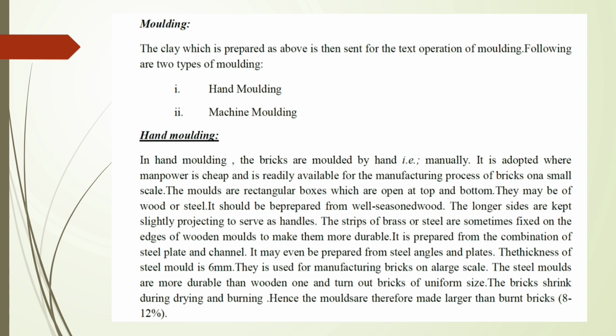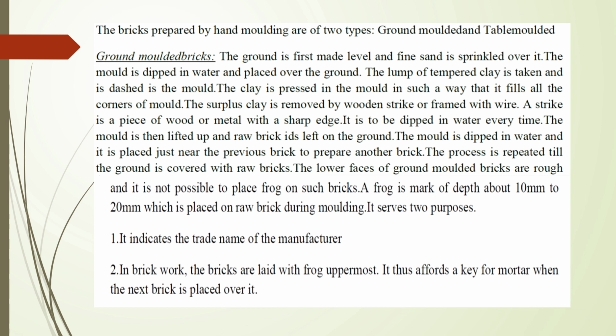On a small scale, the molds are rectangular boxes which are open at top and bottom. They may be of wood or steel. The bricks prepared by hand molding are of two types: ground molded and table molded. Ground molded bricks. The ground is first made level and fine sand is sprinkled over it. The mold is dipped in water and placed over the ground.